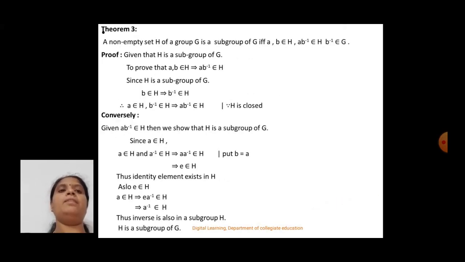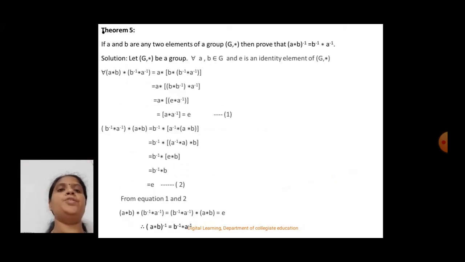So again, we can prove it for the third theorem: a non-empty set H of a group G is a subgroup of G if and only if a b inverse belongs to H for all a and b belonging to H.